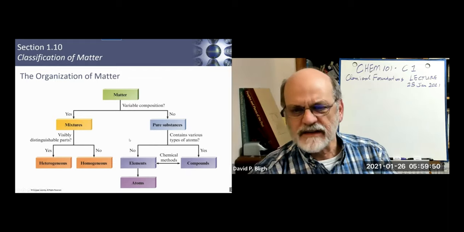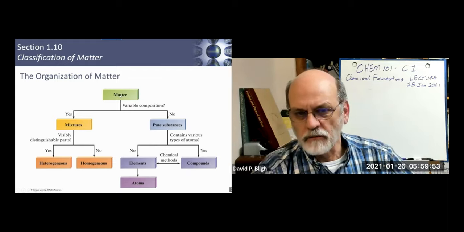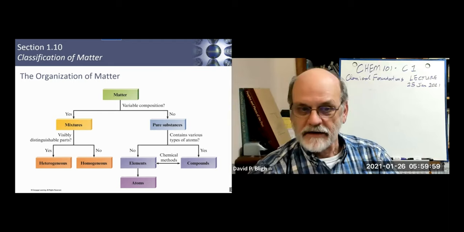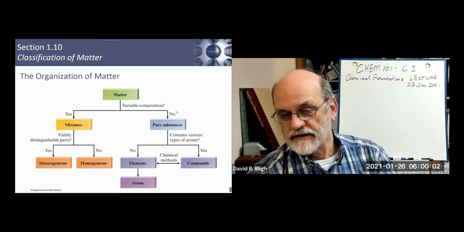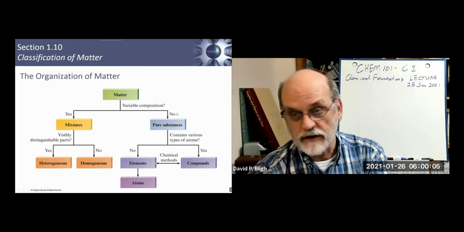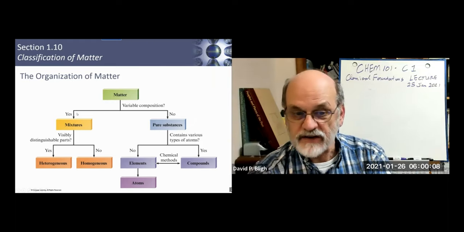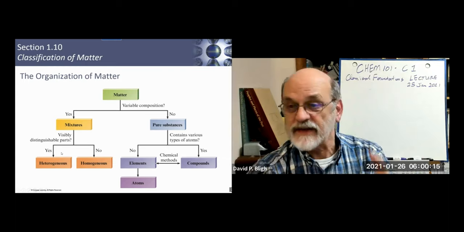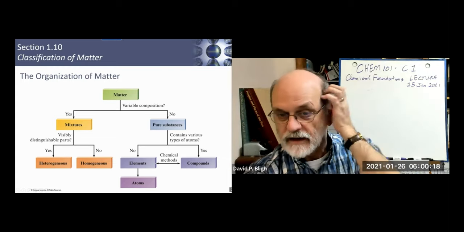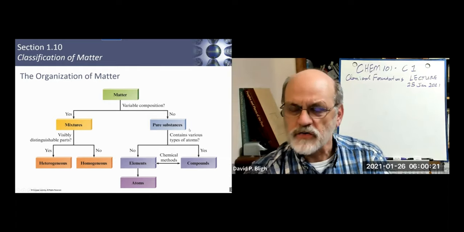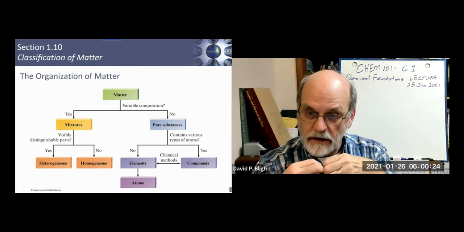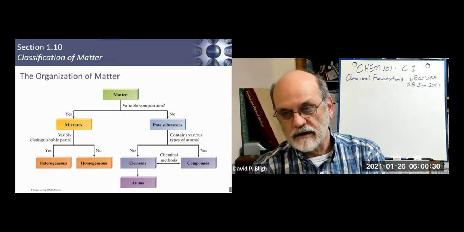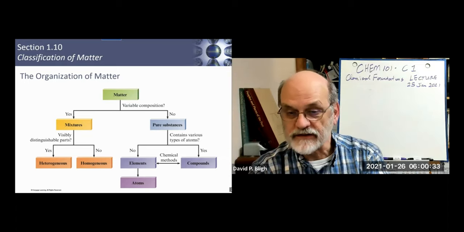Okay, this is a decision chart, a flow chart for deciding what you've got in your possession as matter. So if it's a pure substance, then it always has the same composition, right? Because there's only one substance in there. If it's a mixture, then maybe it's homogeneous or heterogeneous. If it is, then they can be separated by physical means. If it's a pure substance, then the only way that you can acquire parts of that pure substance is through chemical change. You have to break and possibly reform bonds to form new substances.